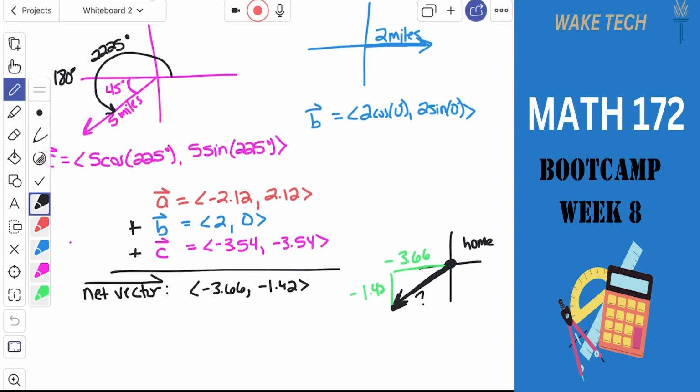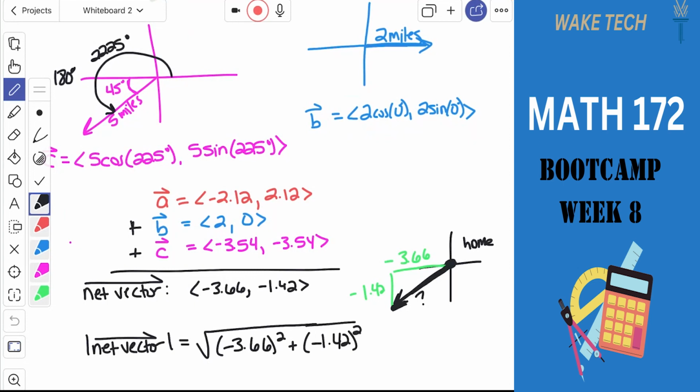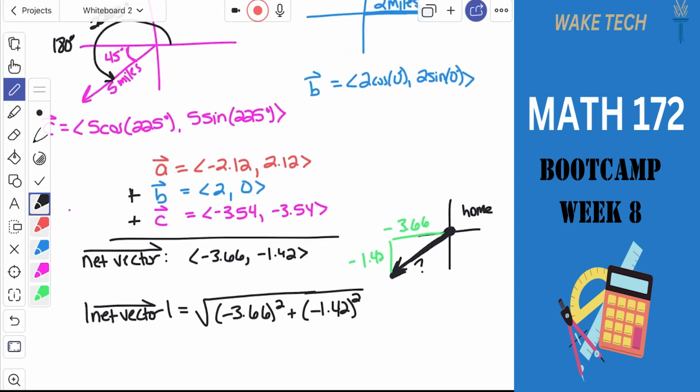To find the length of it, or magnitude, they're synonyms, the magnitude of the net vector is the square root of negative 3.66 squared plus negative 1.42 squared. Again, finding the magnitude is a topic from last week too, so we can chat about that this week as well. So ultimately, Rebecca is 3.93 miles from home.